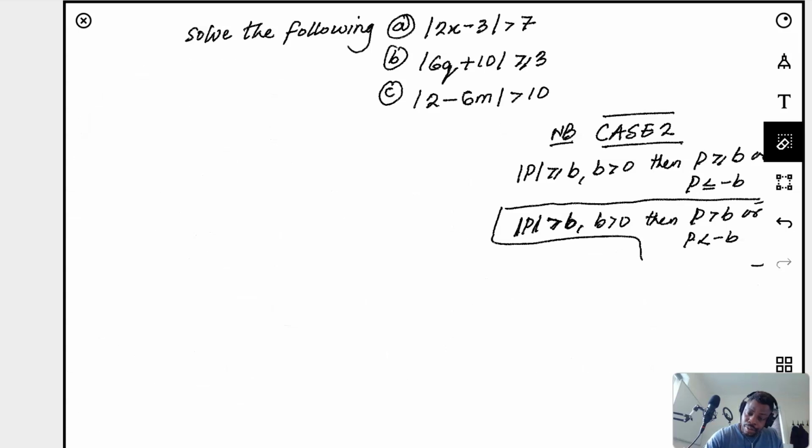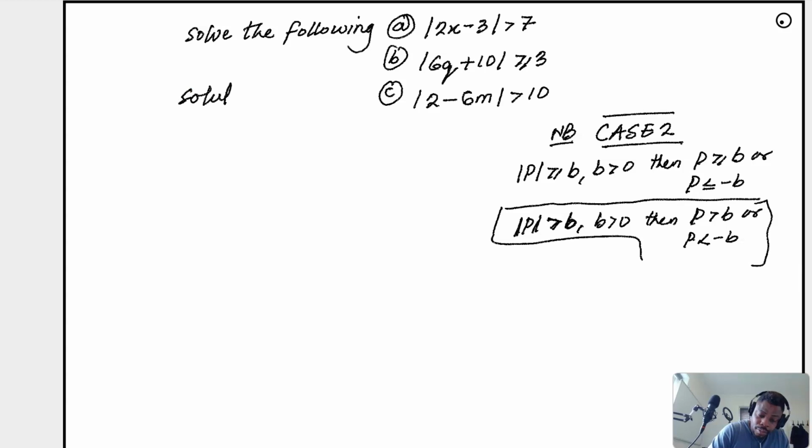Let's go to question B. Now, for question B, we have the modulus of 6q plus 10 greater or equals to 3. Greater or equals to is this one here, and my b here is 3. It says for me to use this rule, b must be greater than 0. Is our b greater than 0? Our b is 3, which is greater than 0, so we can use this rule.